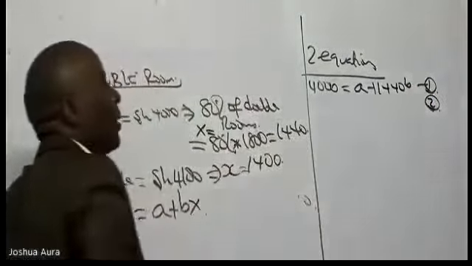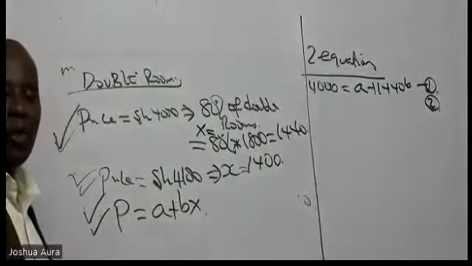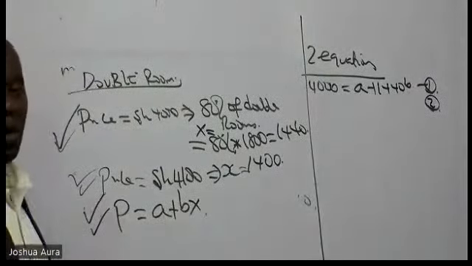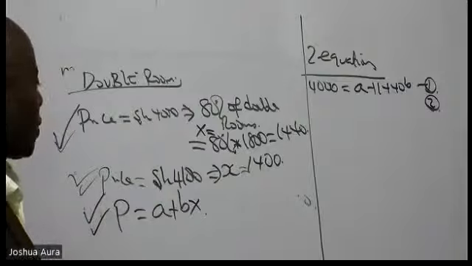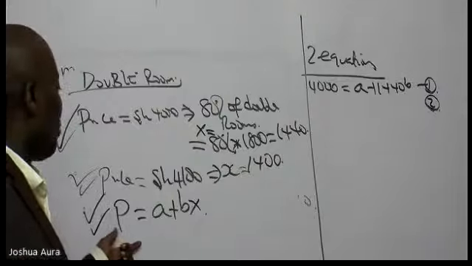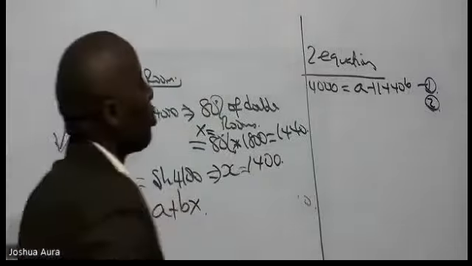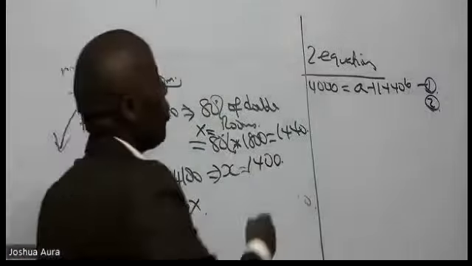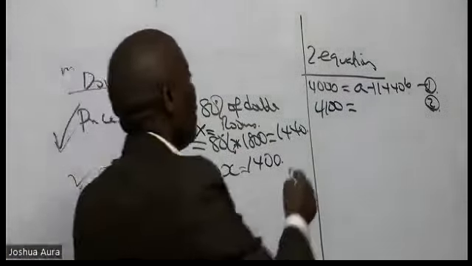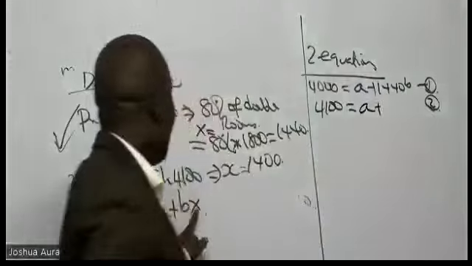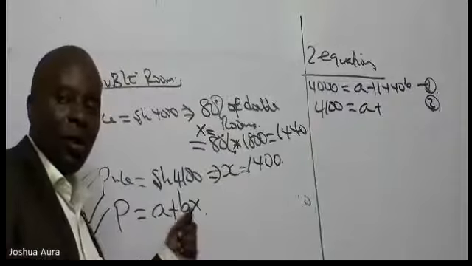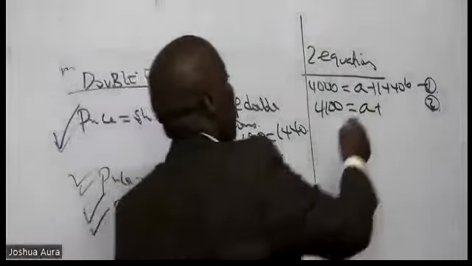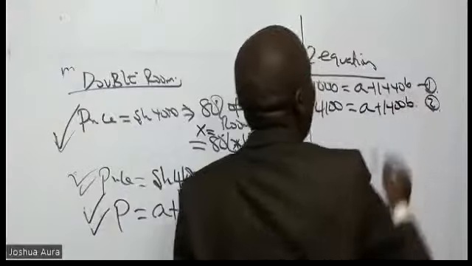How about equation number 2 using the second point? So we know that the price for the second equation is 4,100. So 4,100 equals A, that I don't know for now, A plus B times X, and X is 1,400, so B times 1,400. So it'll be A plus 1,400B like that.